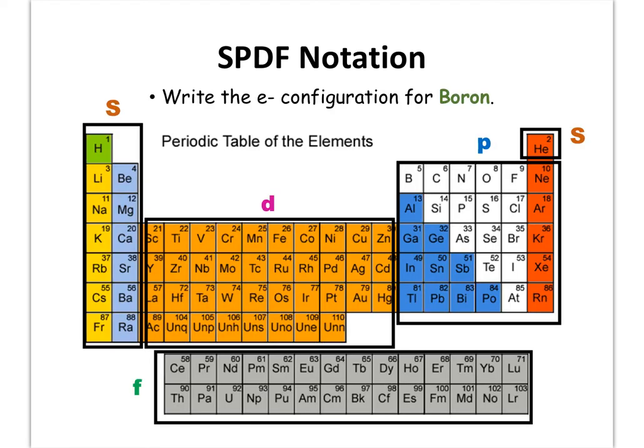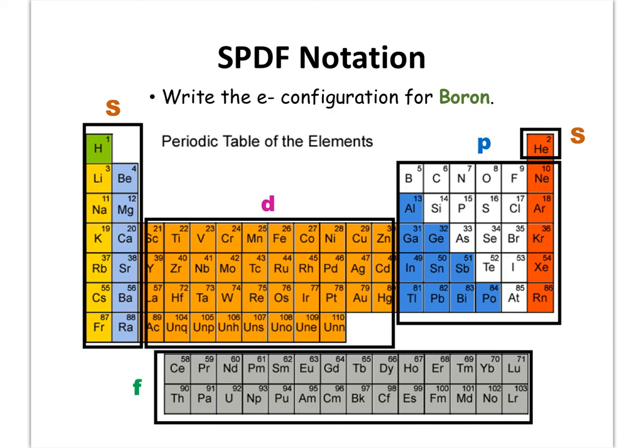Okay, so now we're going to try an example. I want you to write the electron configuration for boron using this SPDF notation. So you don't need any boxes, any arrows. We're not doing an orbital diagram. Just do this using the SPDF notation. So pause the video and then resume it when you want to see if you're getting this right and how to go about doing it.